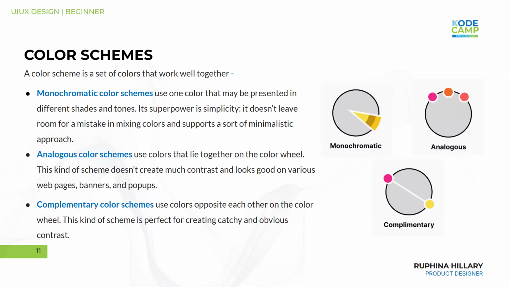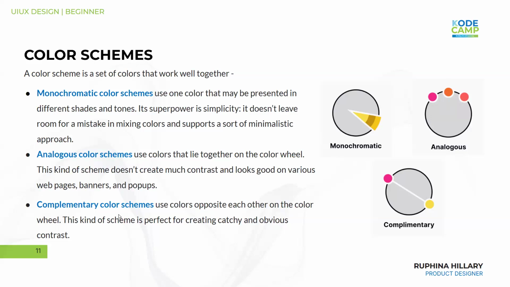And you also have the analogous color scheme, which uses colors that lie together on the color wheel. So this kind of scheme doesn't create much contrast and looks good on various web pages, banners, and pop-ups. So what this color scheme does is it simply uses colors that are close by on the color wheel. So from this picture here, you can see that let's say the one in the middle is the primary color you're working with. Then you want to look for colors that work well with this color. You just simply go one step to the left and one step to the right.